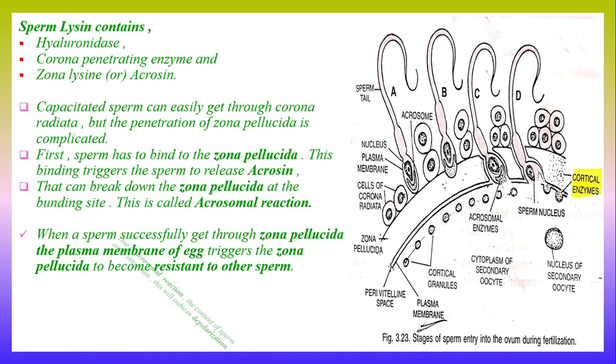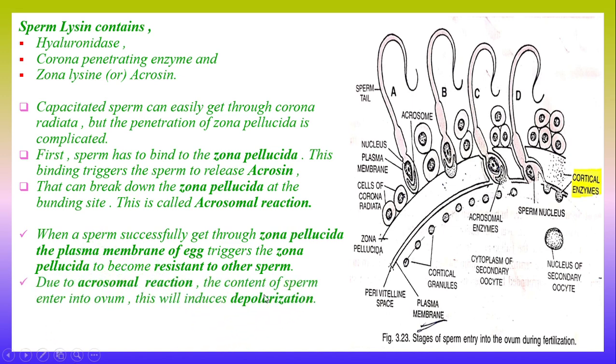That is quite natural. Look, due to the acrosomal reaction, the content of the sperm enters into the ovum, which will induce depolarization. What does depolarization mean? It is stimulated. Depolarized means disturbing the resting state. Until then the secondary oocyte was at rest. Now, by the entry of the sperm, the secondary oocyte becomes depolarized. Depolarization can prevent polyspermy. As soon as it is stimulated, the cortical granules fuse, the cortical enzyme is released, a hardened membrane forms, and the fertilization membrane is formed. That prevents polyspermy. Okay, come here.